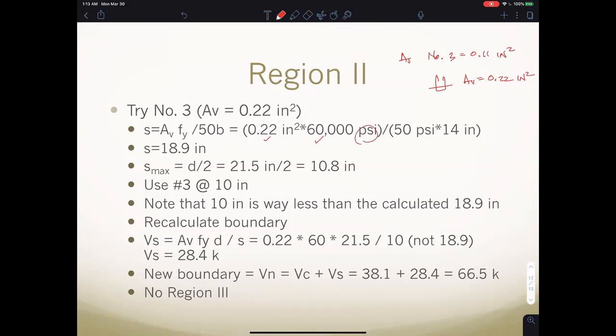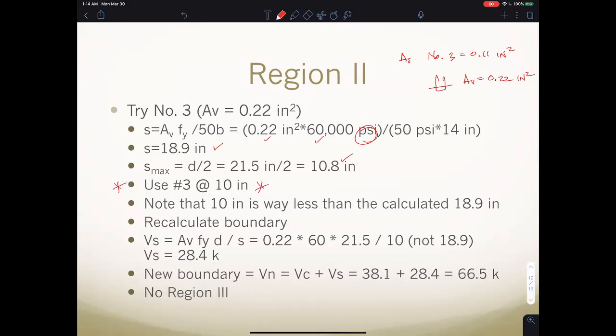So here we go, AV, FY. This has to be in PSI because the 50 is in PSI, and you get 18.9 inches, but it can't be bigger than D over 2. And D over 2 is 10.8. You have to round down, so we're gonna use number 3's at 10 inches.